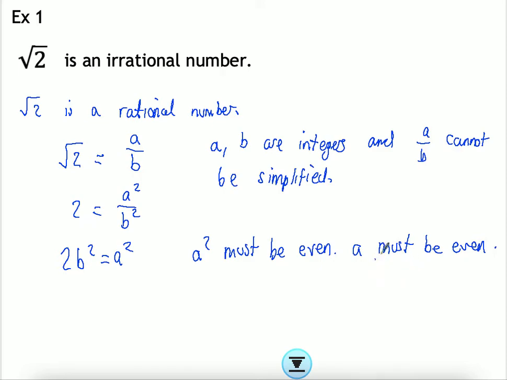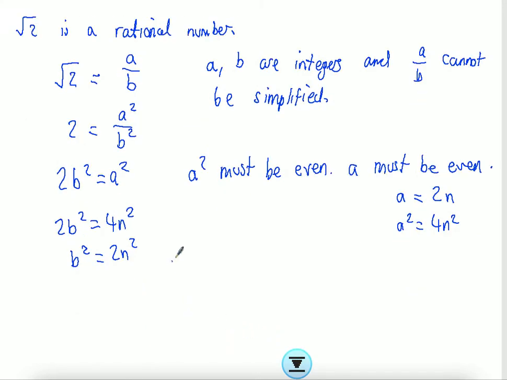So if a is even, then that means that a can be written as 2n, which means a squared is 4n squared. So therefore, from this point, we can say that 2b squared is equal to 4n squared, which means b squared is equal to 2n squared. So, if that is true, then b squared must also be even, and b must be even.